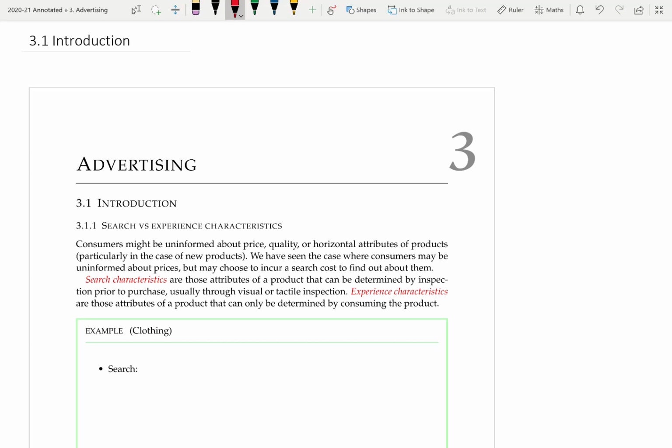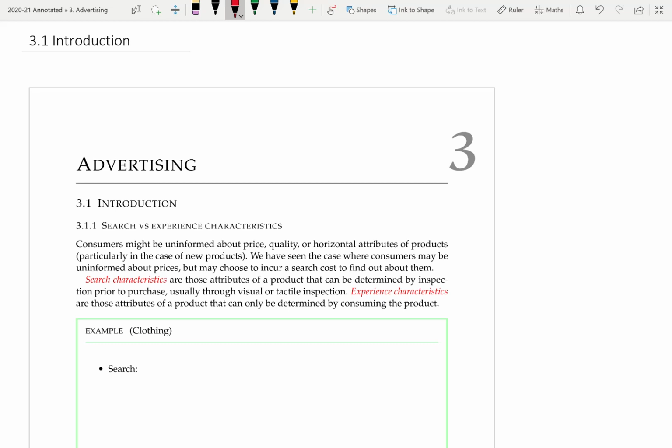The next topic we're going to look at is advertising. We're going to look at different types of advertising, how advertising affects a firm's profits, how advertising affects welfare, and whether firms advertise too much or too little. Before we do that, we're going to introduce some terminology.